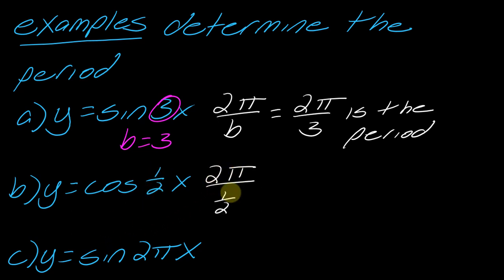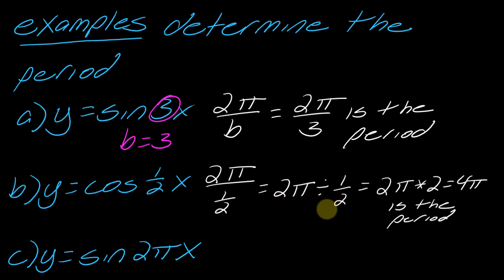So if I do that, 2 pi divided by 1/2, this is going to just take a little bit of algebra to figure out. So I have 2 pi divided by 1/2. That's equivalent to 2 pi times 2, which is going to equal 4 pi. So 4 pi is the period.